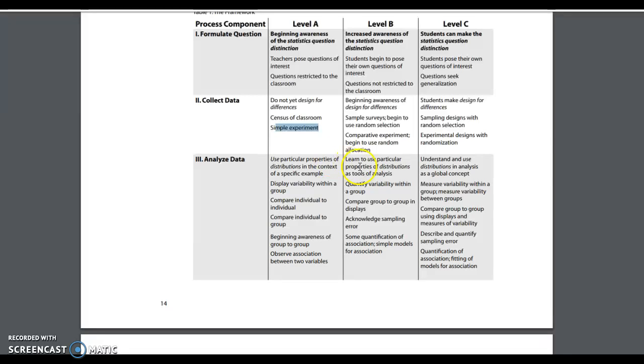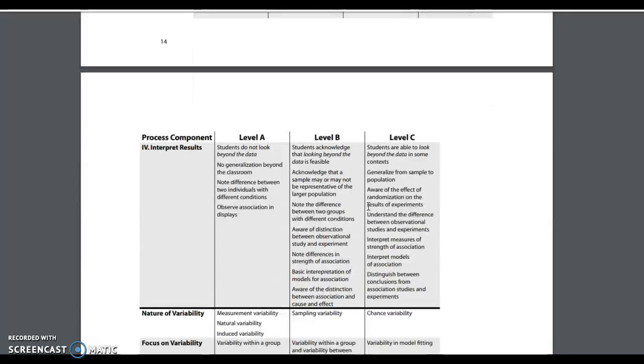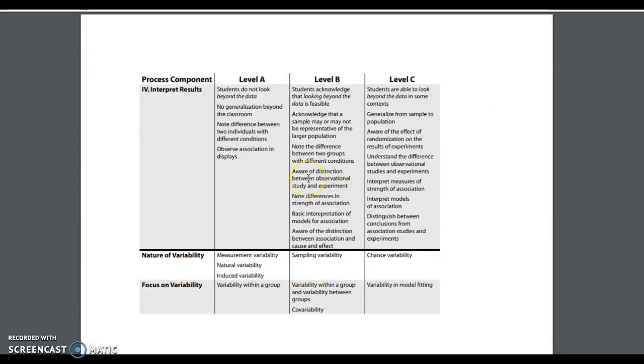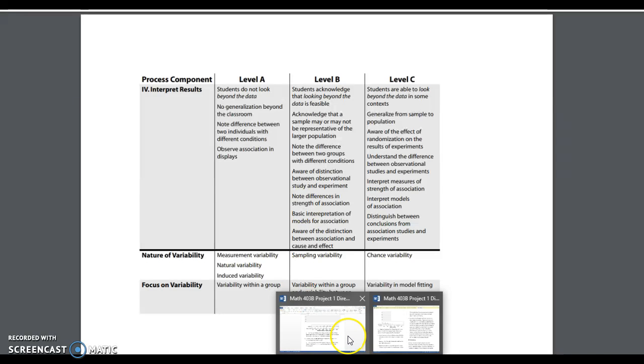However, analyzing data was around a level B, as they were able to compare group to group in displays, and also learn to quantify variability within a group. So it's about a level B. When it came to interpreting results, I wanted to say it was more towards level B as well, especially with that last question that was shown.